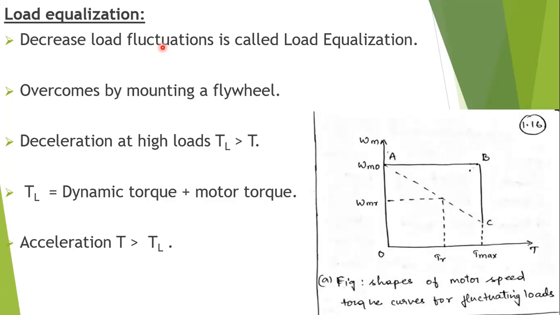Okay, if you see the figure at the side, in this figure we see the drooping characteristics of the speed-torque characteristics from A to C. So this AC is the drooping characteristic, that means the speed-torque characteristic is made drooping at the points A and C.